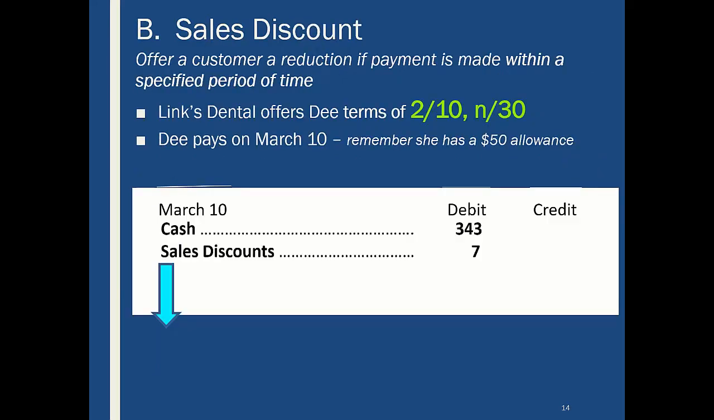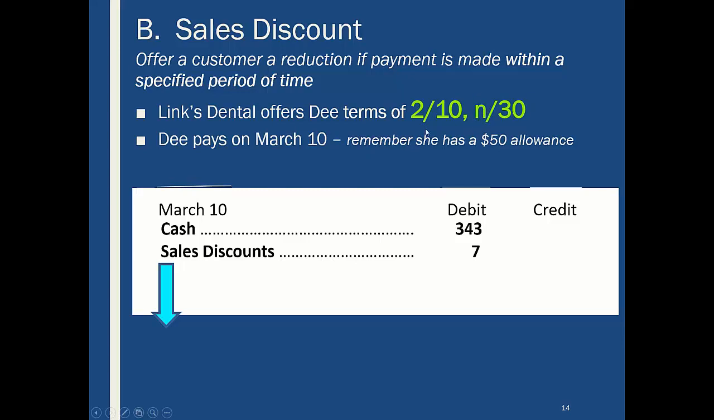Okay, then when DK actually pays it off, if she was given an incentive to pay it off earlier, sometimes you see things like 2/10 net 30. What that means is that a customer is going to get a 2% discount off the total amount owed if they pay it within 10 days, but in any event, it's due and is net 30.